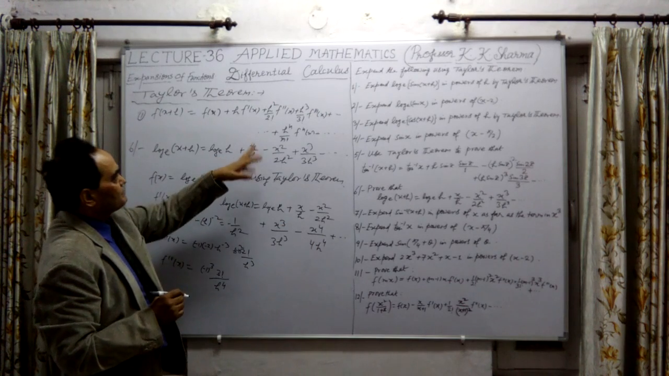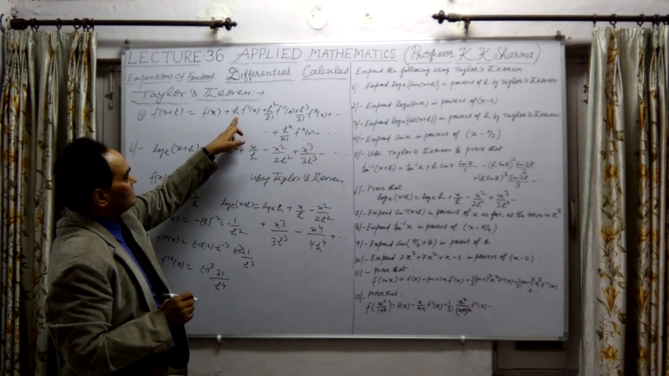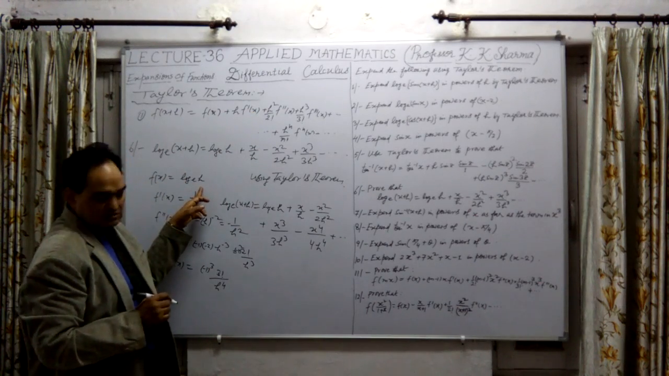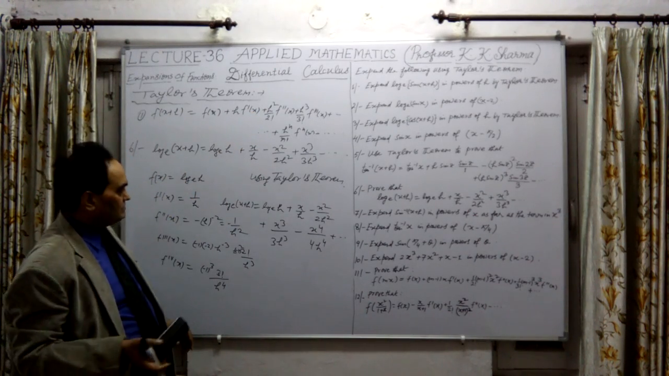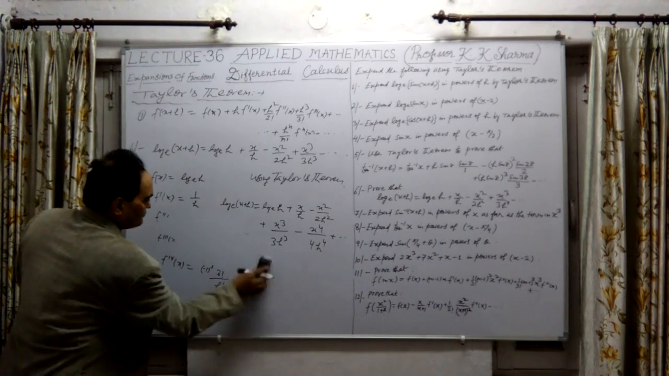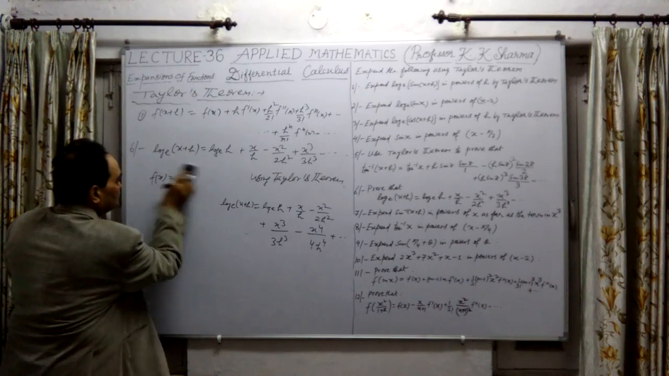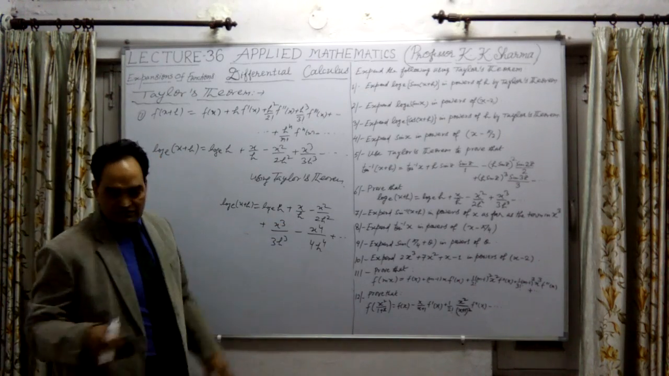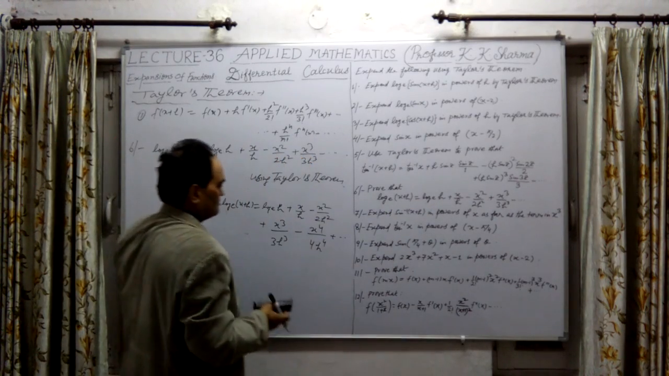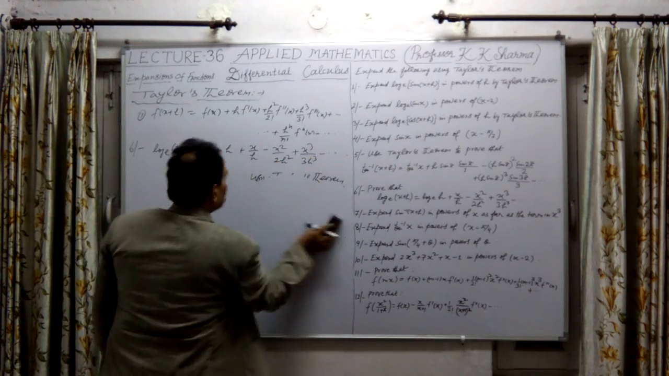Just replacing h by x and x by h, and then differentiating with respect to h, this is the series we have obtained by using Taylor's method. This is a series in powers of x. So that is given here. The same result is obtained. Okay, so that is question number 6.